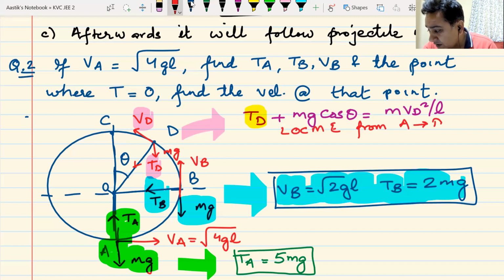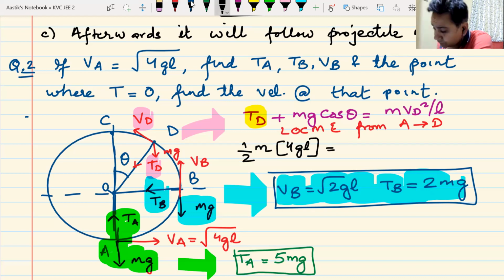From point A to point D, I will just write the equation, and from there you will be able to calculate. Root over 2GL into 1 minus cos theta. Let us write the equation: half m into VA square. How much is VA square? 4GL. Is it correct? Yes, sir.